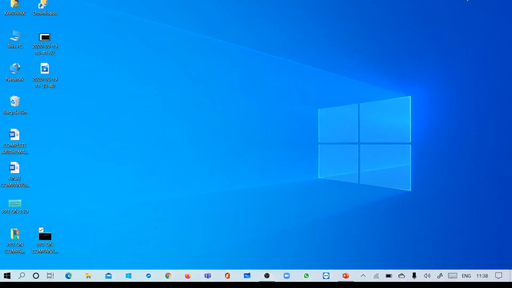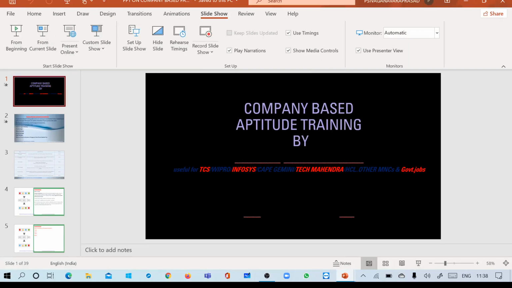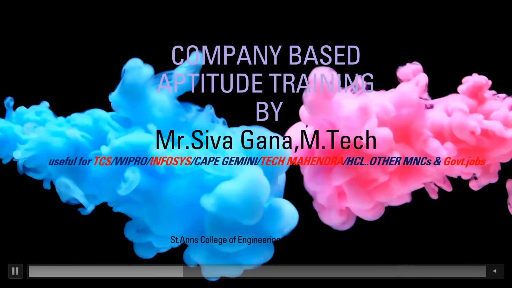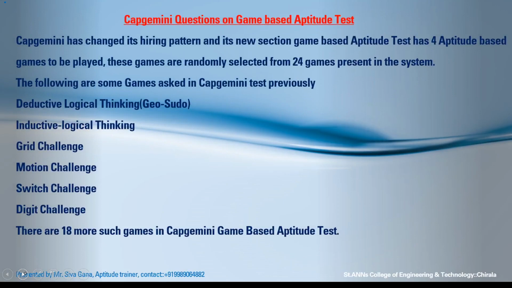In today's class, I'm going to explain a very advanced topic called game-based aptitude. This is the newly introduced aptitude in the aptitude section. The main intention of game-based aptitude is to check the ultimate talent of the candidate: how his memory levels, how his accuracy, how his speed levels, everything will be tested using these games.